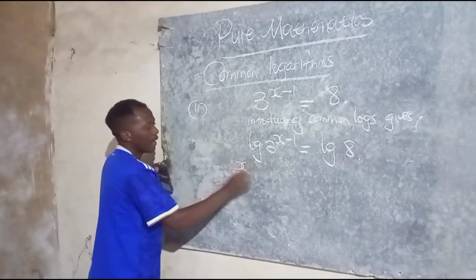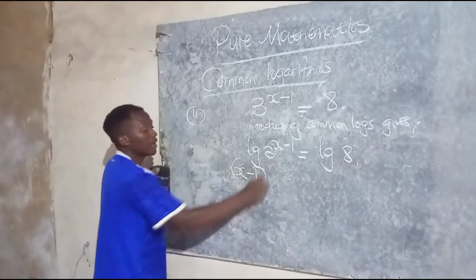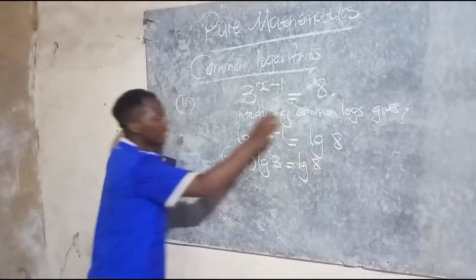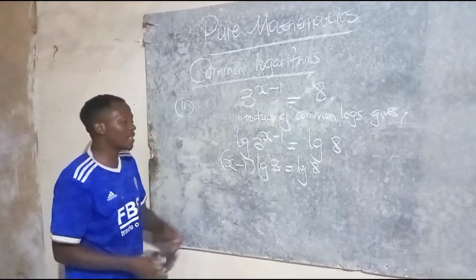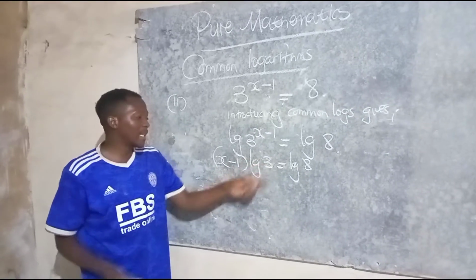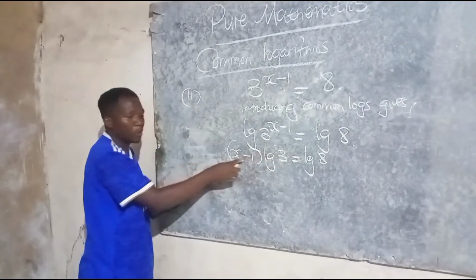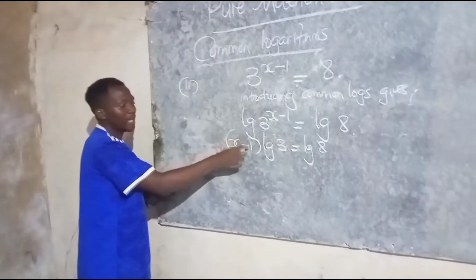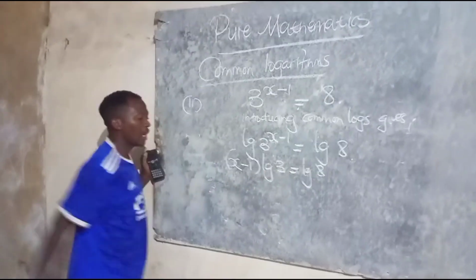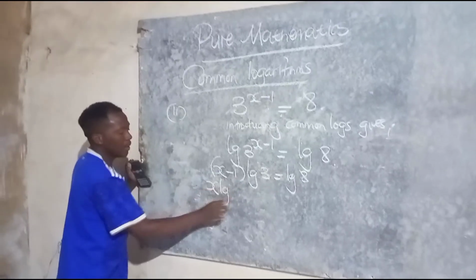So I'm going to say (x - 1), in brackets, because x is not alone. Then log 3 equals log 8. My main area of interest is to find x, and that is multiplied by log 3, which I can't just easily divide with. So I have to ensure that this log 3 is being multiplied by x and also by negative 1. So I'm going to say x multiplied by log 3. We're going to find that this becomes x log 3.